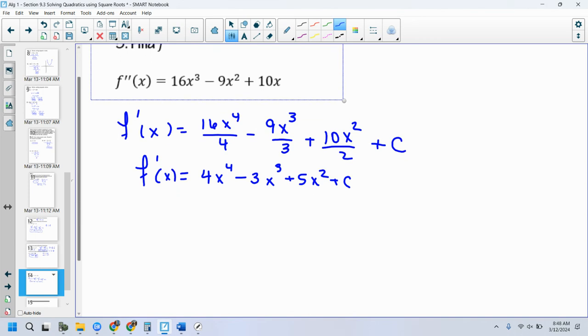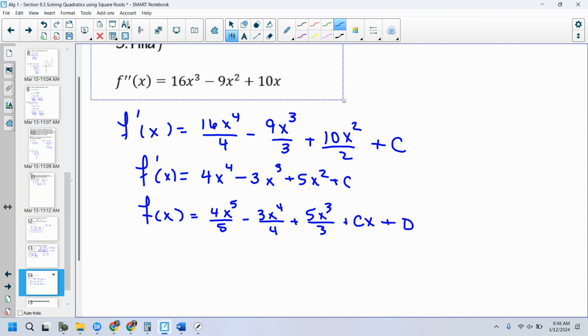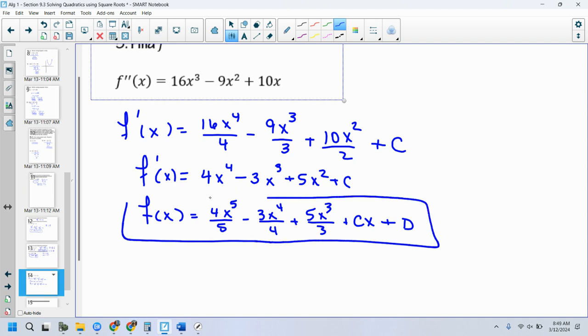So now, working it back to f, that's 4x to the 5th over 5 minus 3x to the 4th over 4 plus 5x to the 3rd over 3 plus, now that c has to add an x with it, cx. And now I add on a new constant. We'll call that d. You can really call it whatever letter you want. Just it's unknown. There was nothing to reduce in terms of the fractions. Good there? Again, the c and the d, you can write any letters you want. We just normally write c and d.